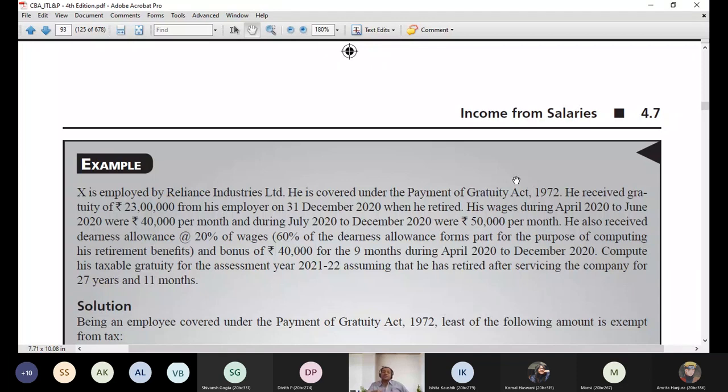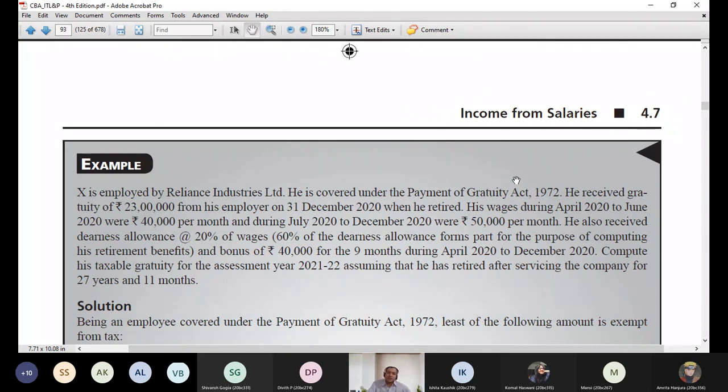Had this amount of gratuity not been received in my previous year, I would not have done it. I am concerned with my previous year. So in my year, I am receiving 23 lakh. I need to check whether I will include the entire 23 lakh or nothing or some amount while computing the salary. His wages, now wages and salary are used interchangeably. I can use the word wages or salary, it doesn't matter.